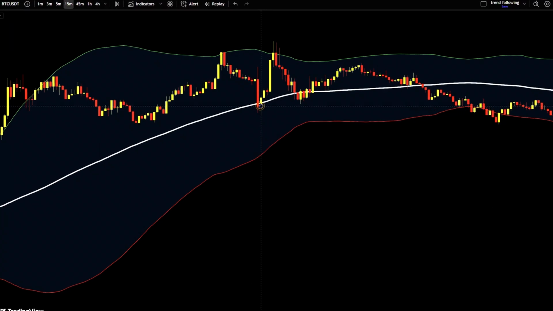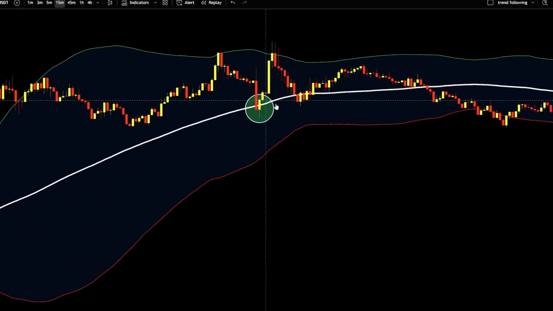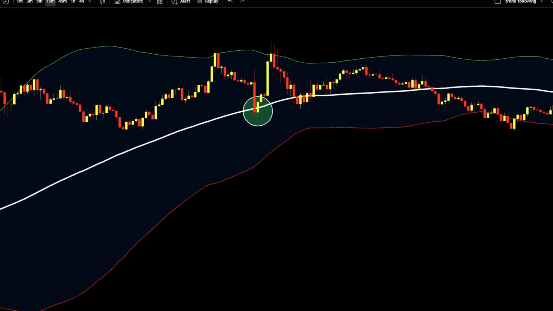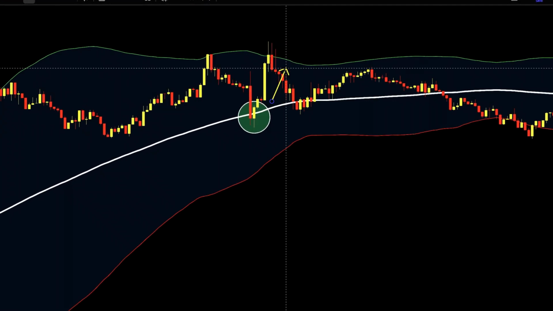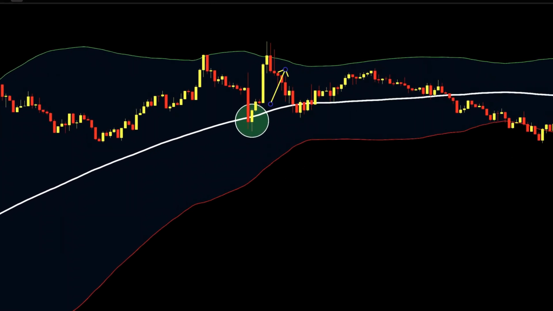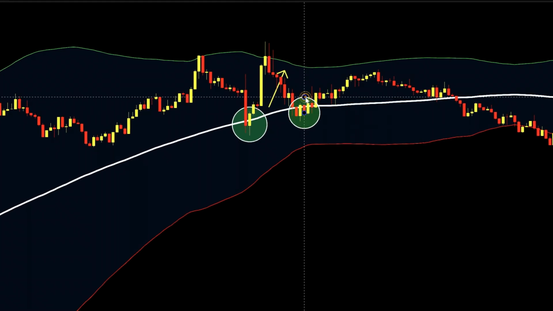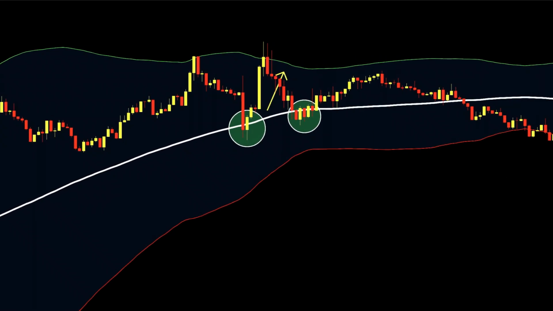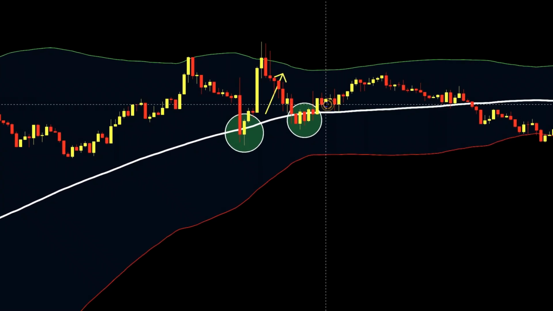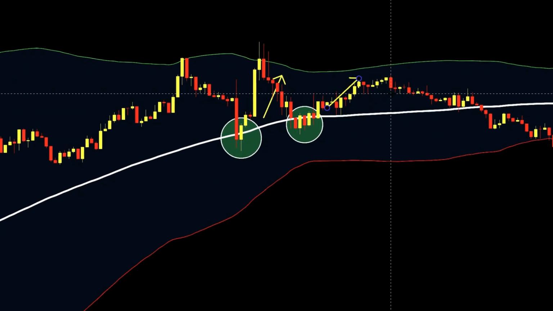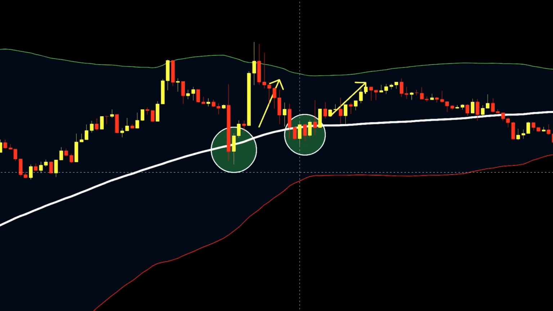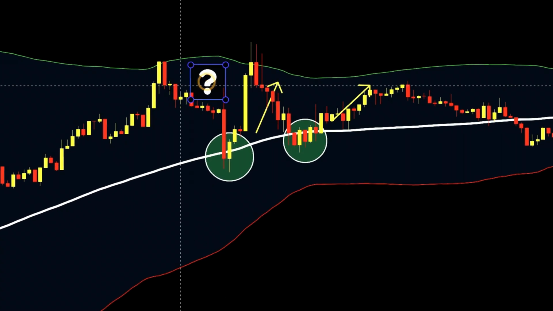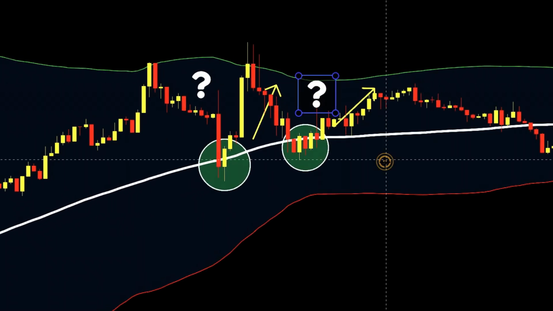Now, and this is the most important part, you can't just act on every one of these crosses. If you did, you'd get into a mess like this. See how it breaks above and then immediately below, then back above? That's how you get chopped up. It's what they call a whipsaw, and it's no fun. So the break is just our signal to pay attention. It's not a signal to do anything. For that, we need to check if the bigger trend agrees with the signal.